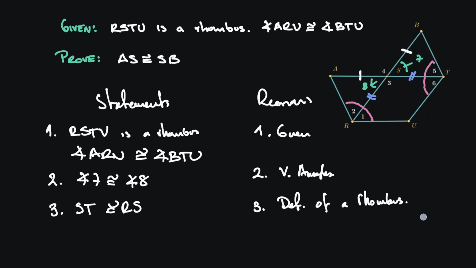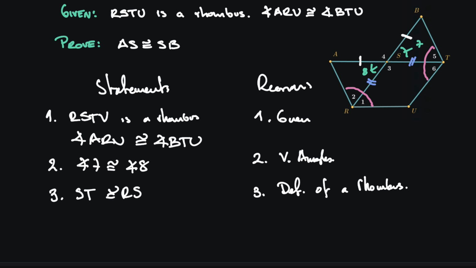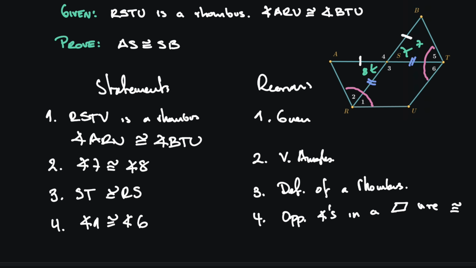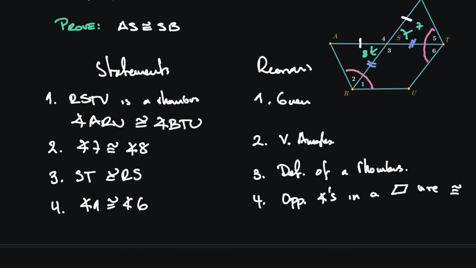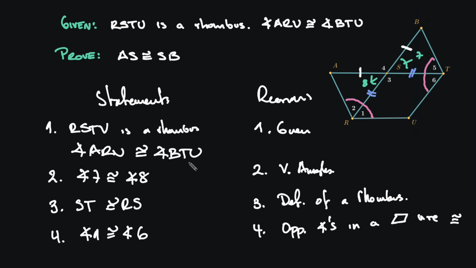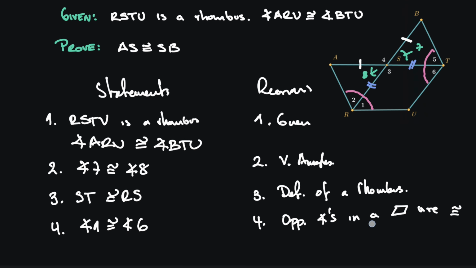Okay, so let me move a little bit up the page. So we already have one angle and a side. So we need to prove that angle 2 and angle 5 are congruent, but we know that angle 1 and angle 6 are congruent. So angle 1 is congruent with angle 6. This is because opposite angles in a parallelogram are congruent, right? And since we know by the given that angle ARU is congruent with angle BTU, then we have this.